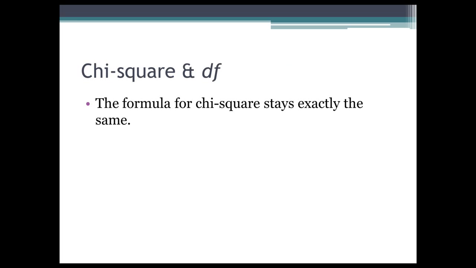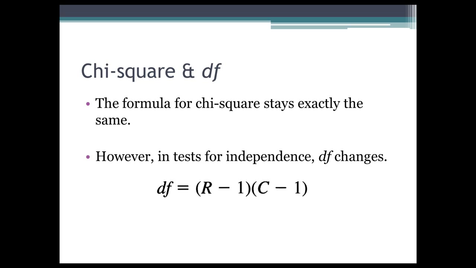So the actual chi-square calculation for the chi-square goodness of fit and the chi-square test for independence stays exactly the same. It's the same exact formula. The only thing that really changes is the degrees of freedom calculation.